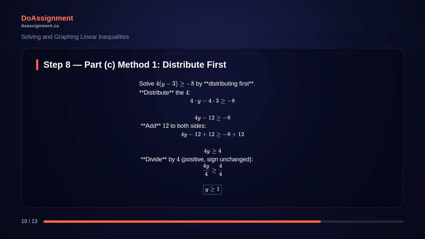For Part C, we will use two different methods and confirm they agree. Method 1, distribute first. Multiply 4 through the parentheses to get 4y minus 12 is greater than or equal to negative 8. Add 12 to both sides. 4y is greater than or equal to 4. Divide both sides by positive 4, y is greater than or equal to 1.